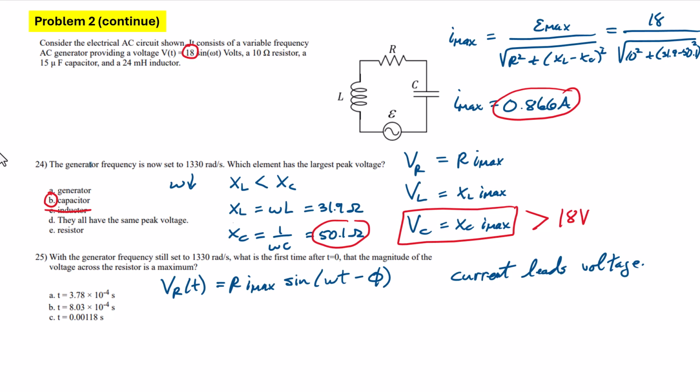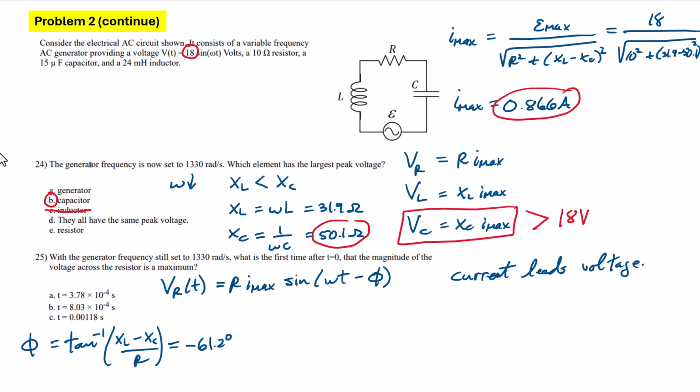Now, if we calculate what this angle phi is, so again, the expression for the angle phi for a series RLC circuit looks like this. It's XL minus XC divided by R. Go ahead and substitute our values here. You should get minus 61.2 degrees.